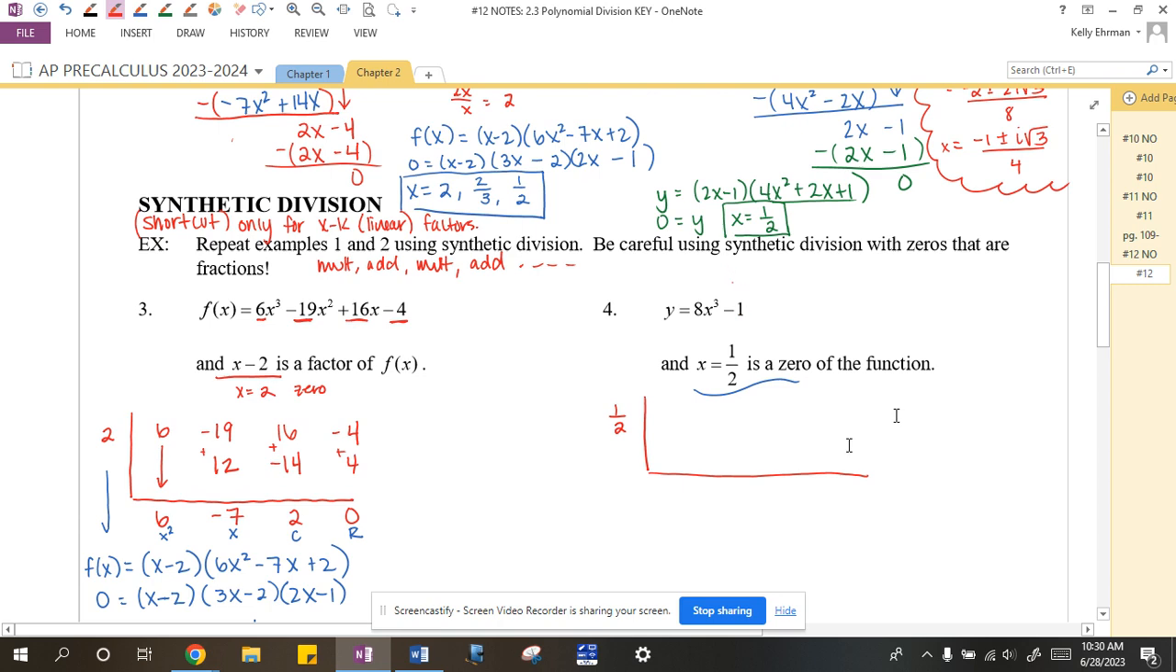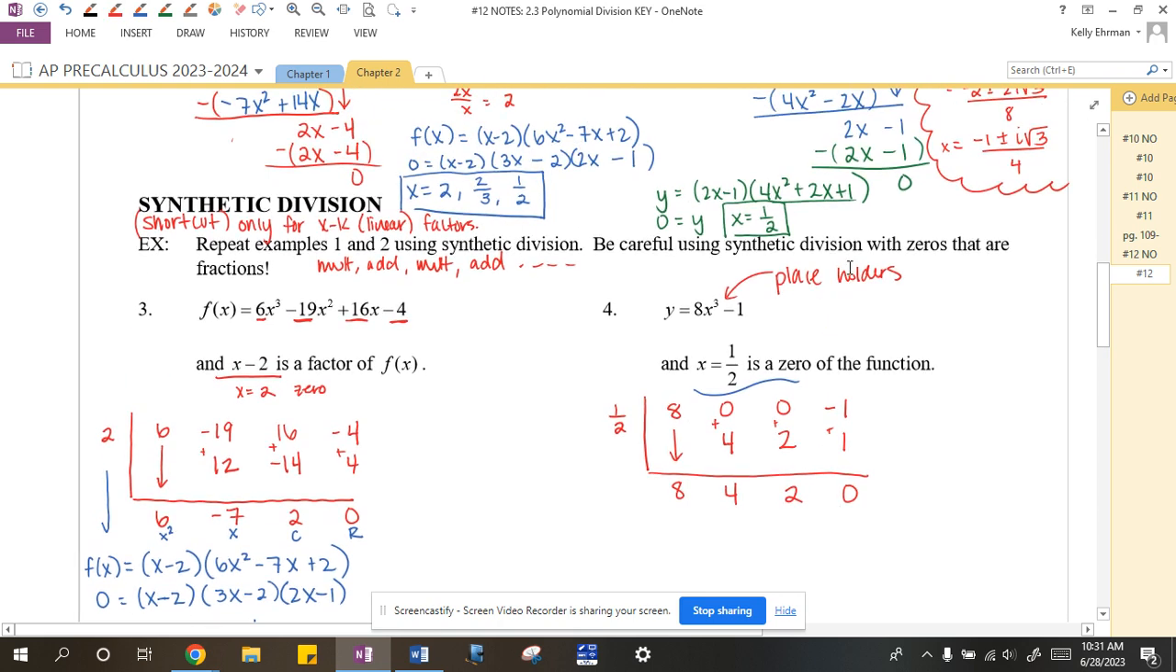And the placeholders are still a thing. So we need placeholders where we're missing terms. So we start with our 8, but then there's 0x squared, there's 0x, and then there's a constant term minus 1. And then you drop down the first number, you multiply 1/2 times 8, and then you add 0 plus 4. Multiply 1/2 times 4, add 0 plus 2. Multiply 1/2 times 2, add negative 1 plus 1.